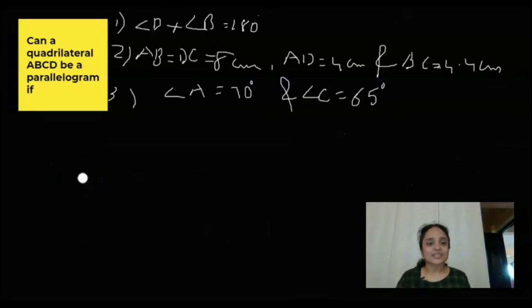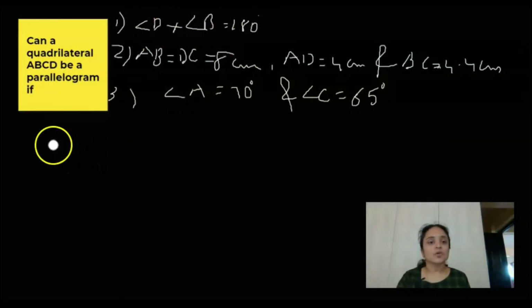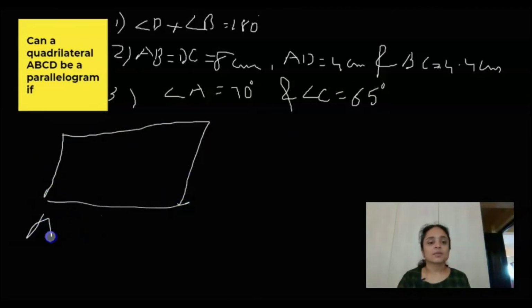Okay. Next question is, can a quadrilateral ABCD be a parallelogram if angle D plus angle B equals 180 degrees? So, this is a parallelogram ABCD, and given that angle D plus angle B is equal to 180 degrees, and in a parallelogram two opposite angles should be equal.